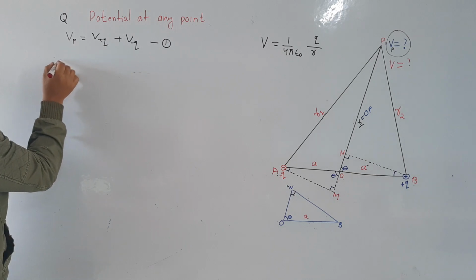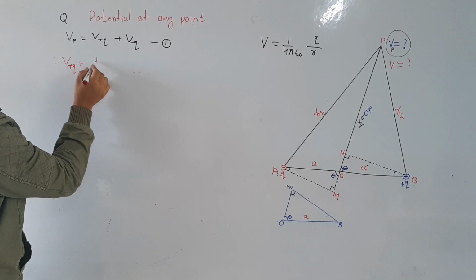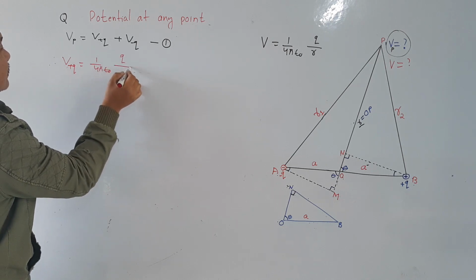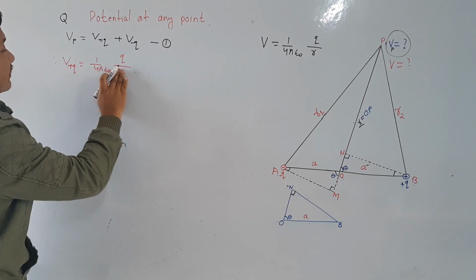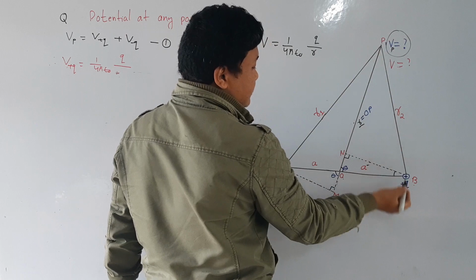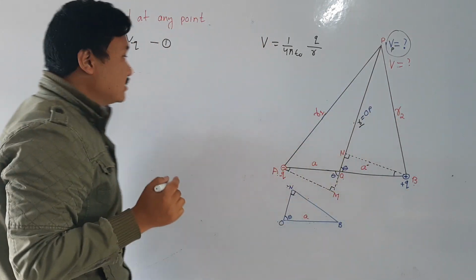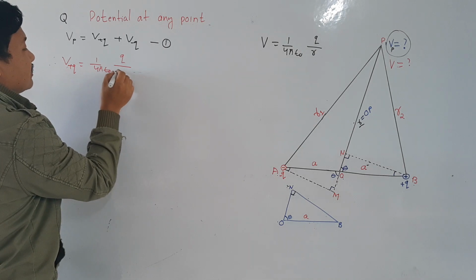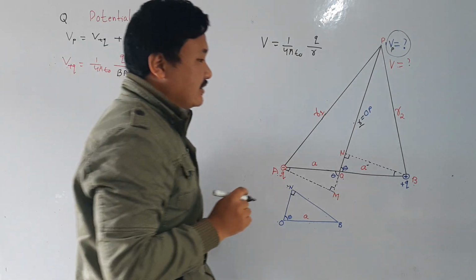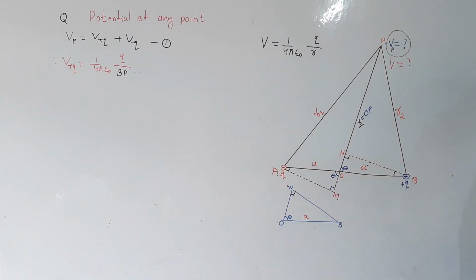Therefore, V due to plus q is equal to 1 by 4 pi epsilon naught q by r, where r is the distance. So r is from B to P, isn't it? For plus q it is BP, or you can also write R2, but I will write here BP. Now a very interesting thing: how much is BP?